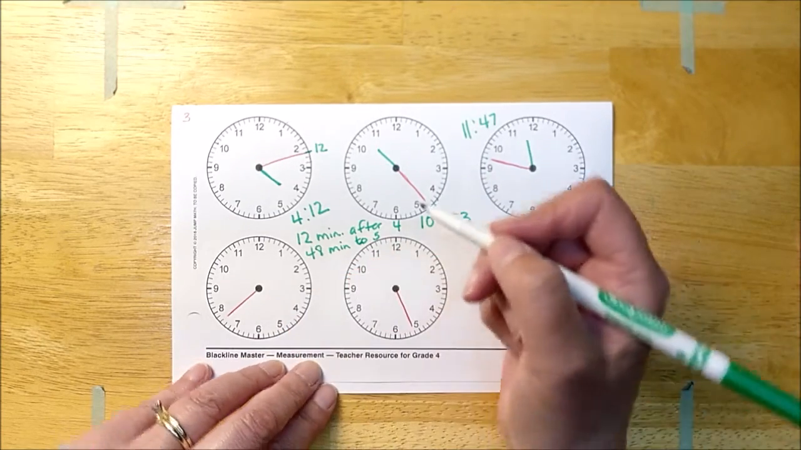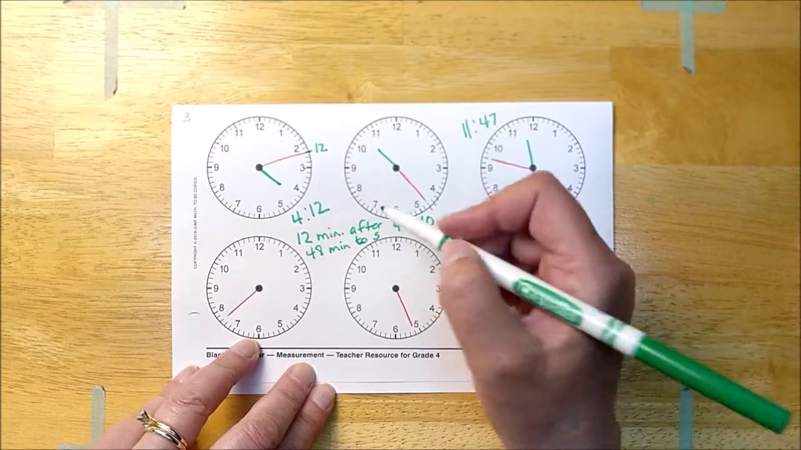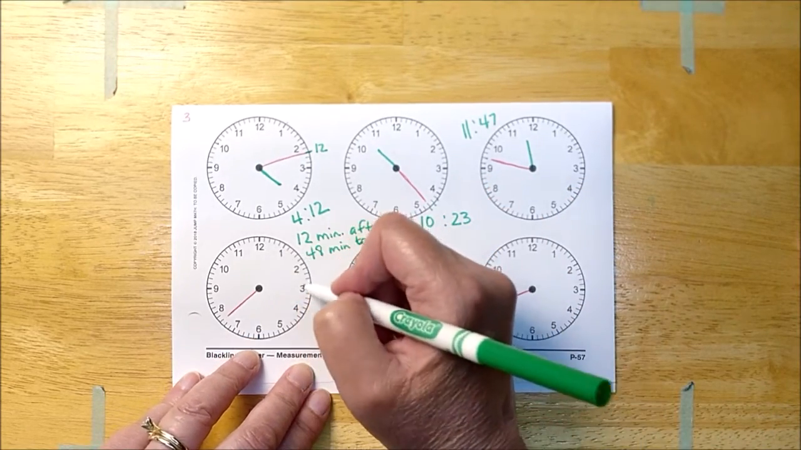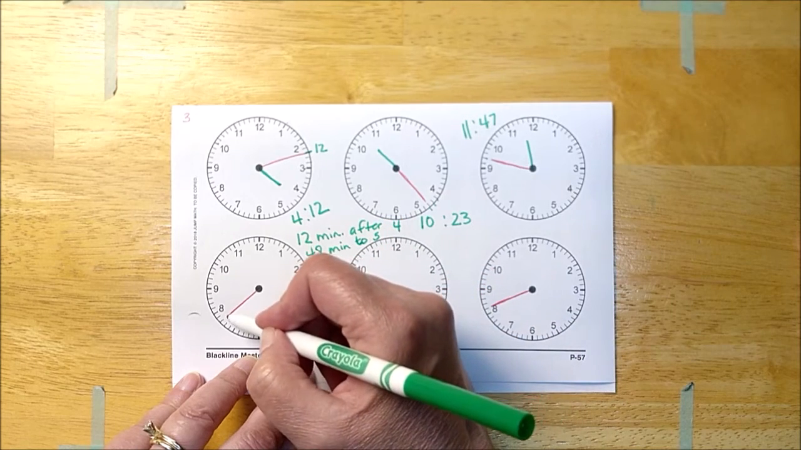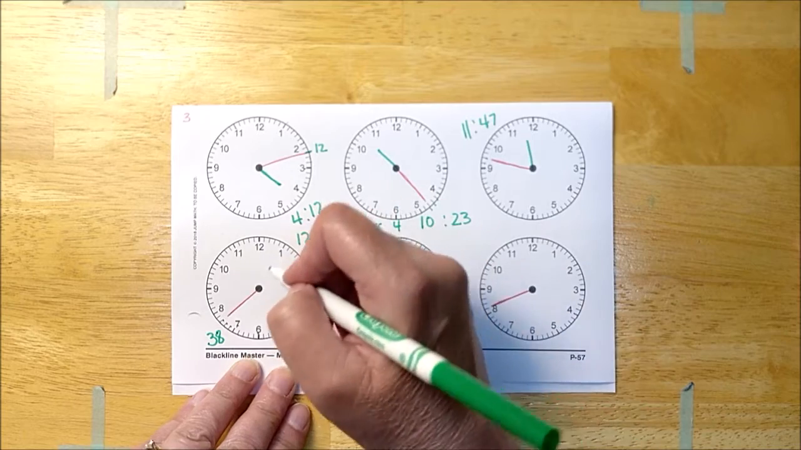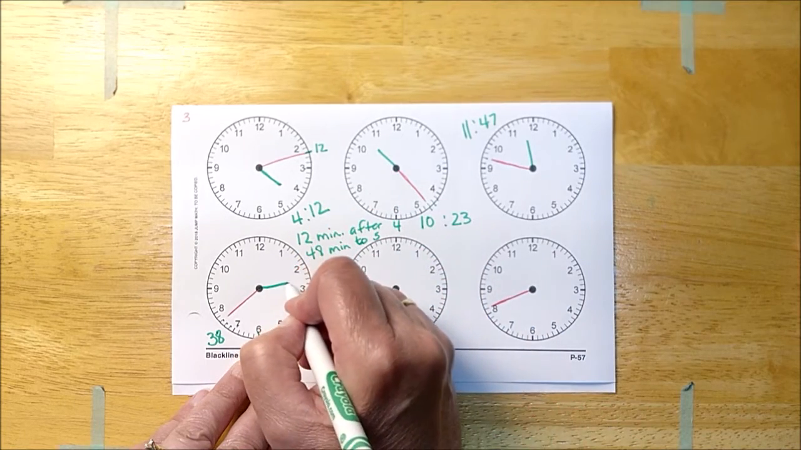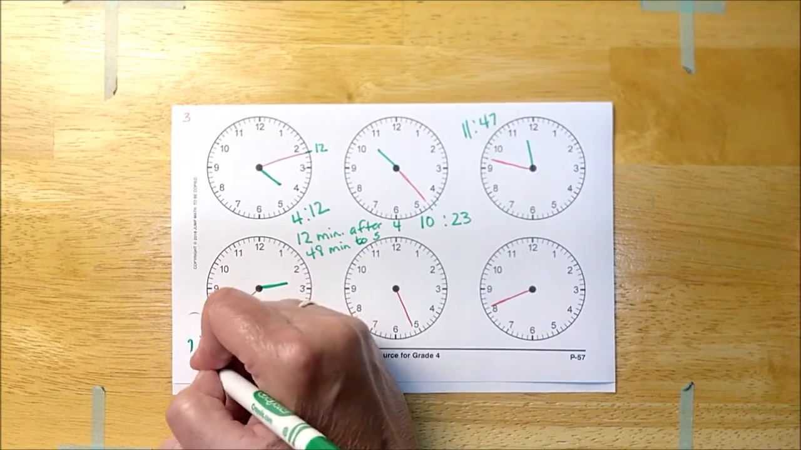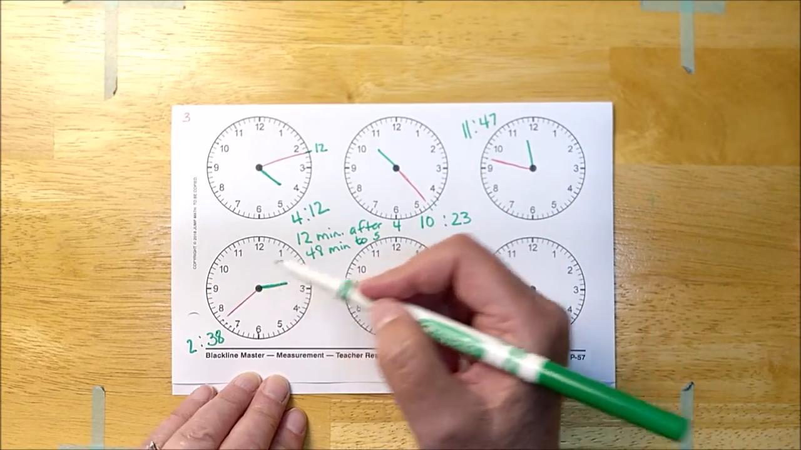So we're going to try it with this one. We're going to tell how many minutes, then we're going to write how many it is to and how many it is after. So 5, 10, 15, 20, 25, 30, 35, 36, 37, 38. So it's 38 minutes, and I'm going to draw my hour hand right there. It's between the 2 and the 3, so I have to go back to the 2 because it hasn't gotten to the 3 yet.